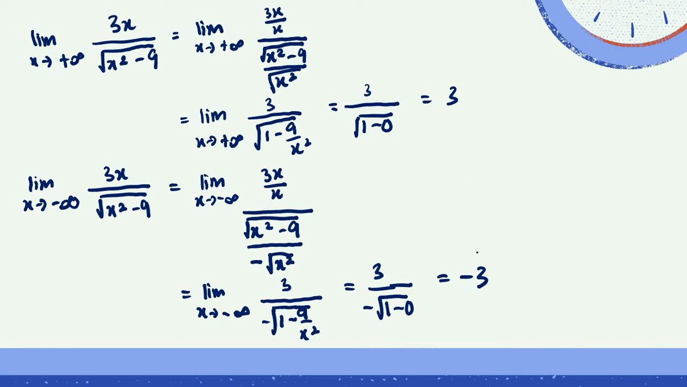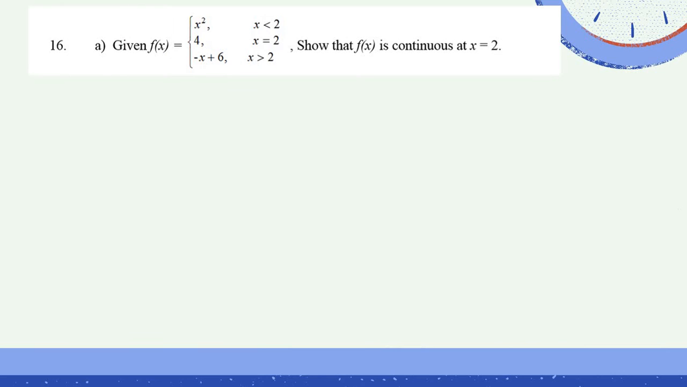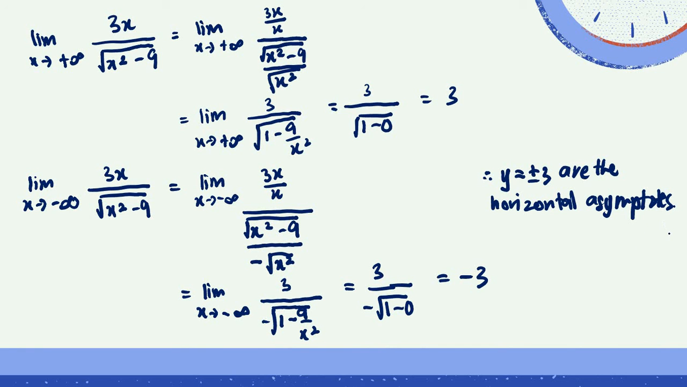Therefore, we have these two values, meaning we have two horizontal asymptotes. Therefore, y equals plus or minus 3 are the horizontal asymptotes. Okay, that is for the first one. Moving on to the next question.